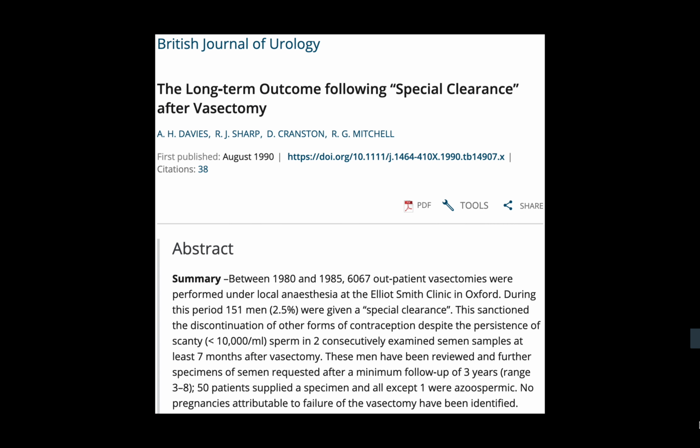So, in a situation where there are non-motile sperms after 7 months, usually fewer than 100,000 sperms per ejaculate, it is not possible to conceive with those non-motile sperms. So, if there are two samples showing non-motile sperm, less than 100,000 sperms per ejaculate, then the patient will be given special clearance. What is the evidence behind this? I'm afraid I can't quote the name of the study.